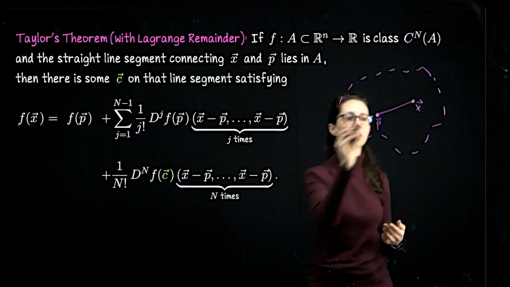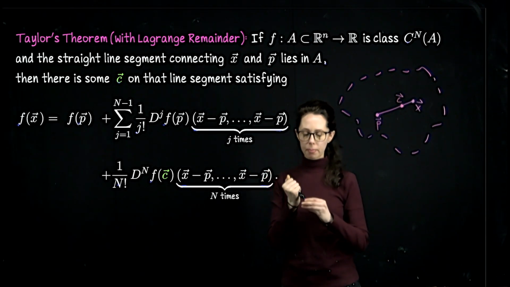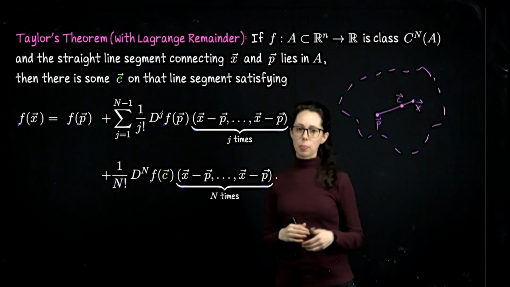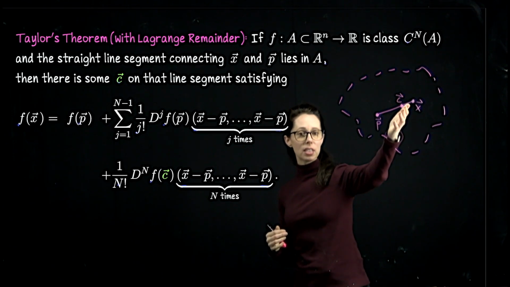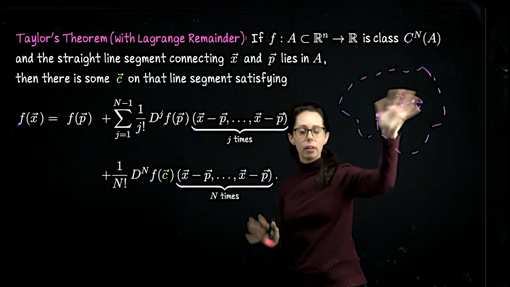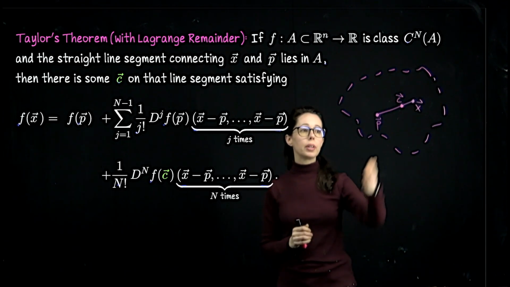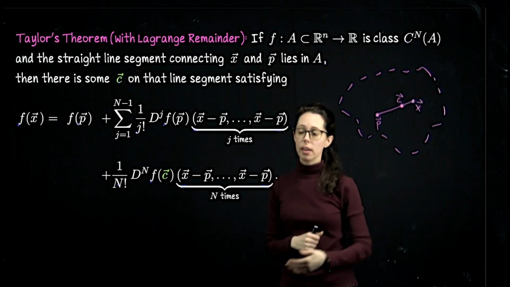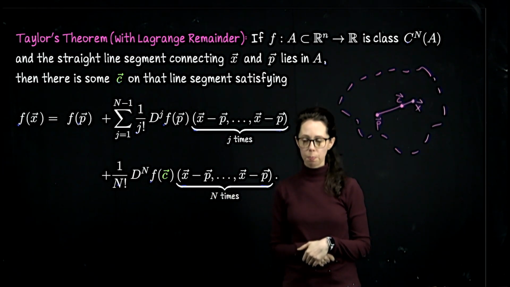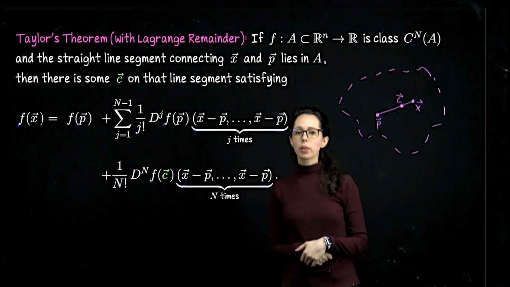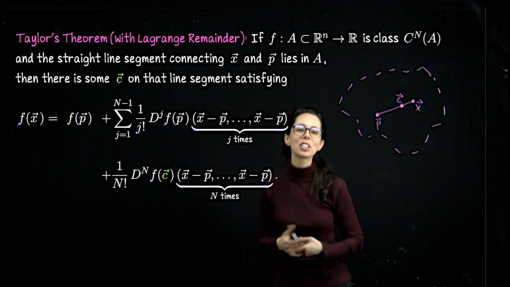So let me put c. My uncertainty there was because it doesn't tell you where precisely on this line segment it lives. So it could be here, it could be here. It doesn't tell you how to compute that, nor does it tell you that this point is unique. So maybe there were multiple points that could be used in this expression in order to make this equality true. That should remind you a lot of the mean value theorem for regular functions of one variable.